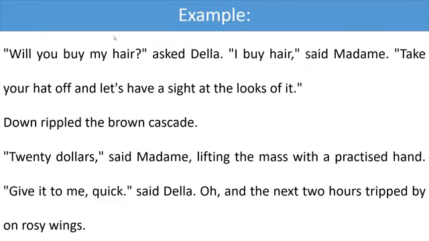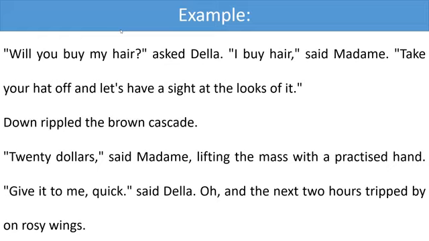Here is an example for you. "Will you buy my hair?" asked Della. Please notice my reading. "Will you buy my hair?" asked Della. This is an interrogative sentence. So I read the sentence in that way. Then I pause for a while, as there is a full stop here.